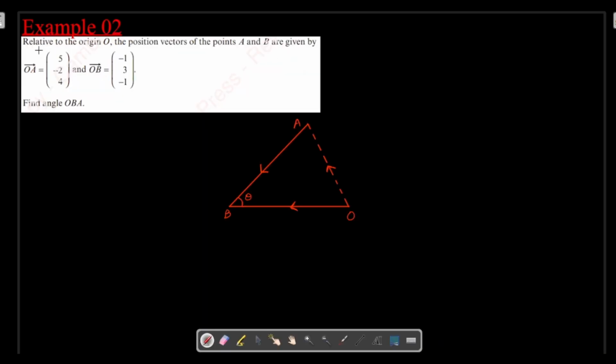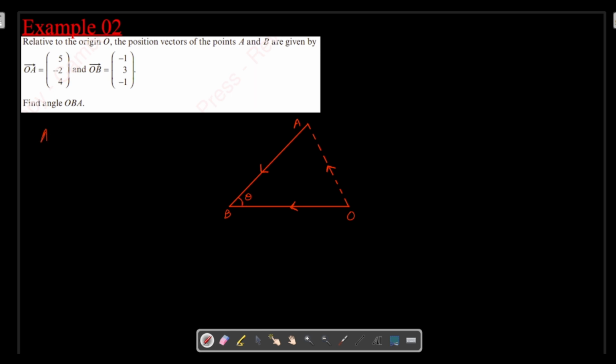Example 2. In this example, we are given the position vectors of two points A and B, OA and OB, and we have to find the angle OBA. Now always draw a sketch to choose the right directions for the two vectors to find the angle OBA. Let us call this angle theta. We are given the vector OB and the vector OA, and we have to find the angle theta. Clearly, angle theta is the angle between the vectors OB and AB. So first we will find the vector AB.